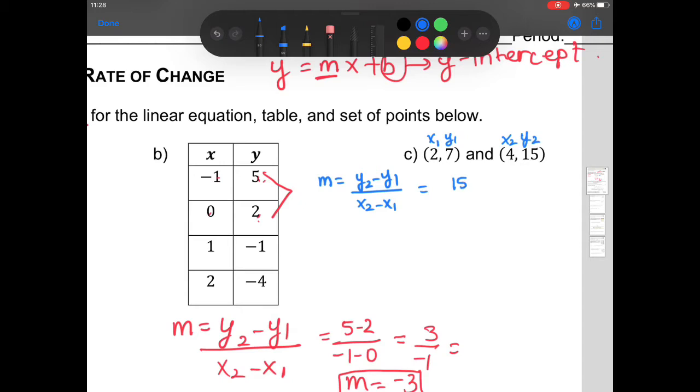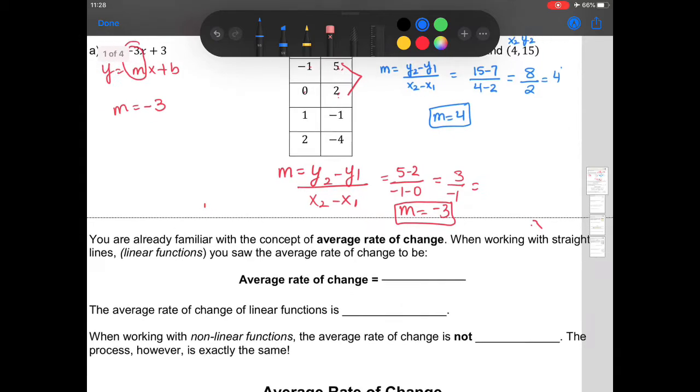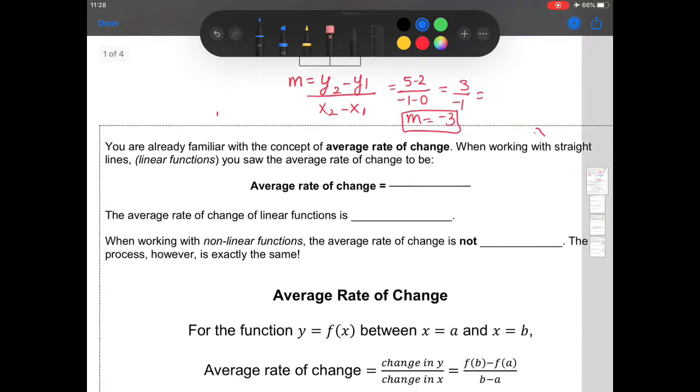So I'm going to do 15 minus 7 over 4 minus 2. 15 minus 7 is 8. 4 minus 2 is 2. 8 divided by 2 is 4. So your slope is 4. This is how we find the slope for linear equations.